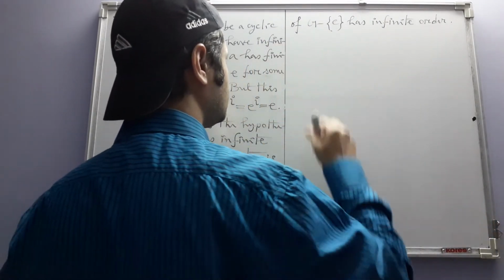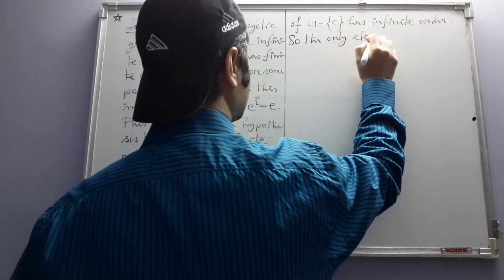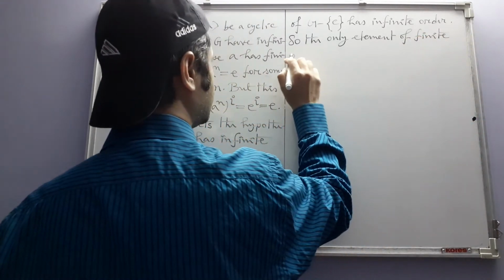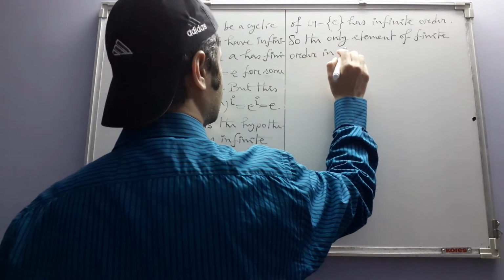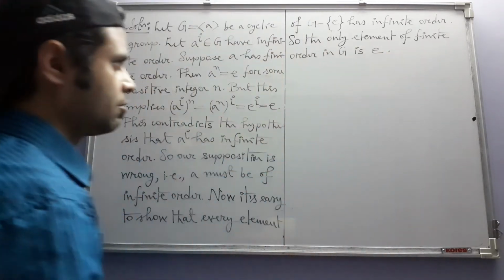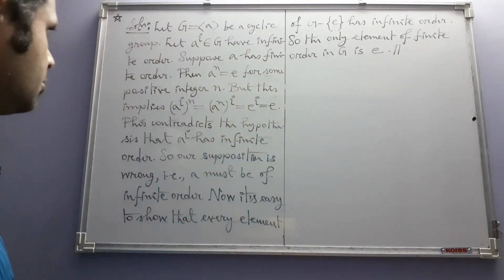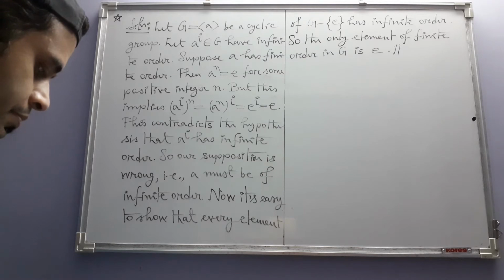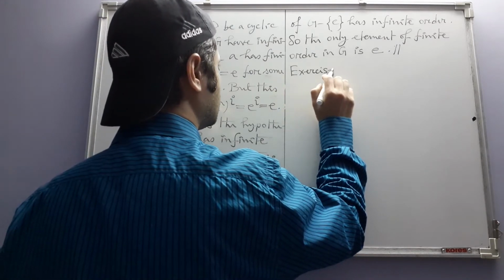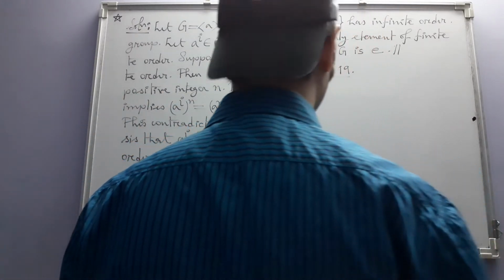So, the only element of finite order in G is E, but the order is 1, that we need not however write, we already know that. Okay, so this is 18, then exercise 19. List the cyclic subgroups of U30.